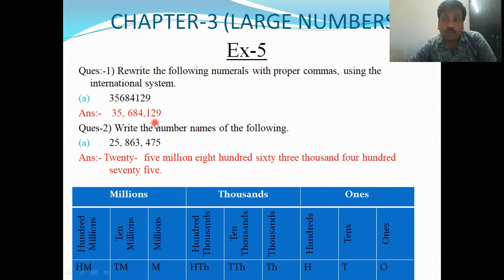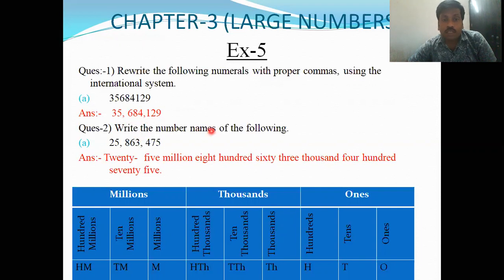Now, how can we insert the commas? We insert the commas from the right side. Let us take 3 digits from the right side: 1, 2 and 3. Why do we take 3 digits? Because the first period has 3 places. According to these places, we insert the commas, and the second period also has 3 places. So we insert the comma after 3 digits, and lastly 35 comes in the million period. So we insert the commas in this way.